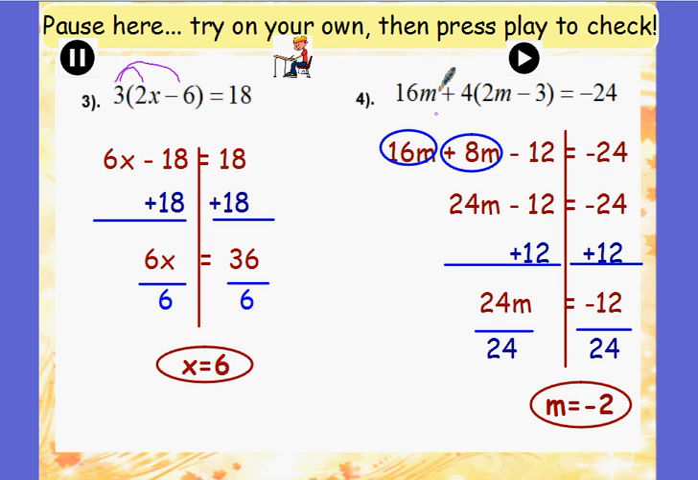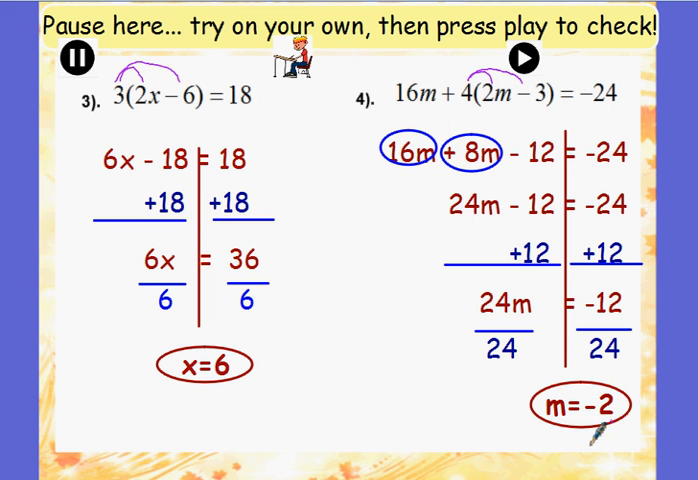Number 4, we still have to get rid of these grouping symbols first, so I end up with 8m and negative 12 here. But then, in my next step, I saw I could combine like terms to get 24m. I now have 24m minus 12 equals negative 24, a two-step equation. Addition property of equality allows me to add 12 to both sides. Division property of equality allows me to divide by 24.